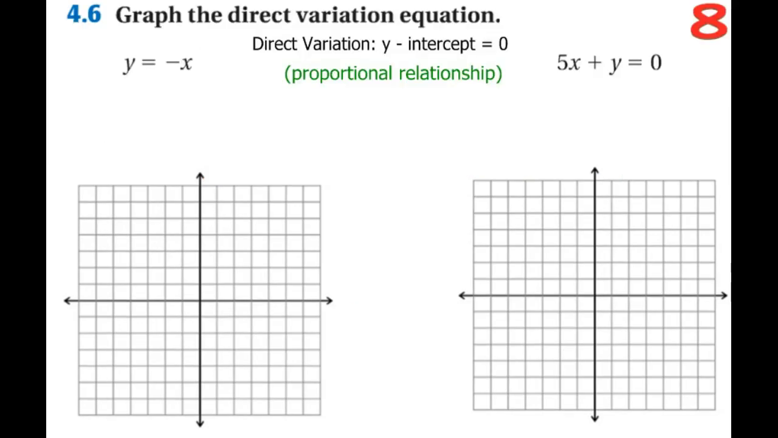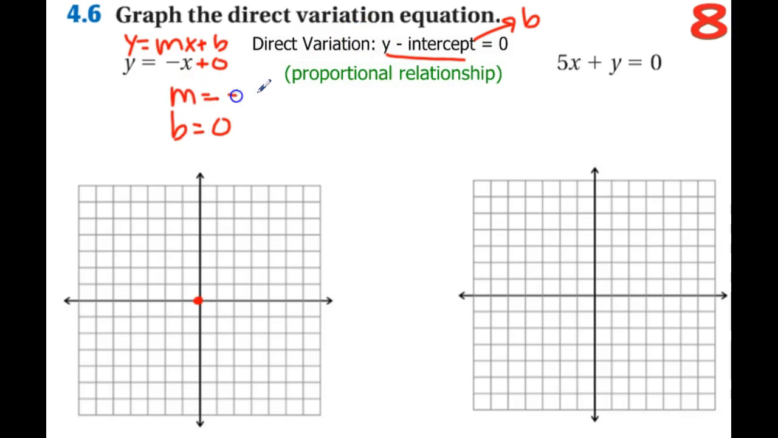The last two here are the same thing. They're just what we call direct variation equations, meaning our y-intercept, or b, is 0. This is in the form y equals mx plus b. It's just going through the origin. It's beginning at 0. It's what we call proportional or direct variation.